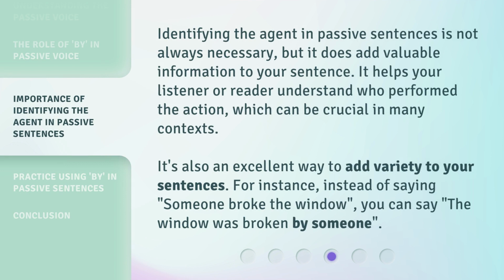Identifying the agent in passive sentences is not always necessary, but it does add valuable information to your sentence. It helps your listener or reader understand who performed the action, which can be crucial in many contexts. It's also an excellent way to add variety to your sentences. For instance, instead of saying, someone broke the window, you can say, the window was broken by someone.